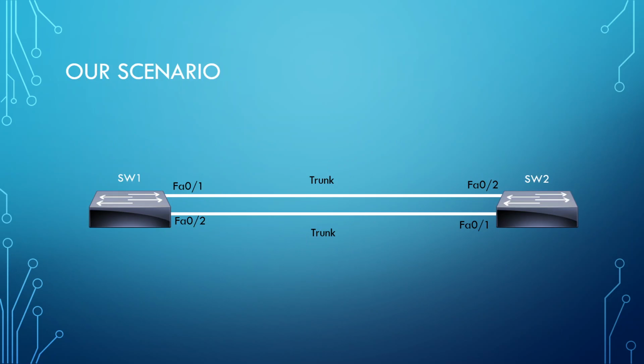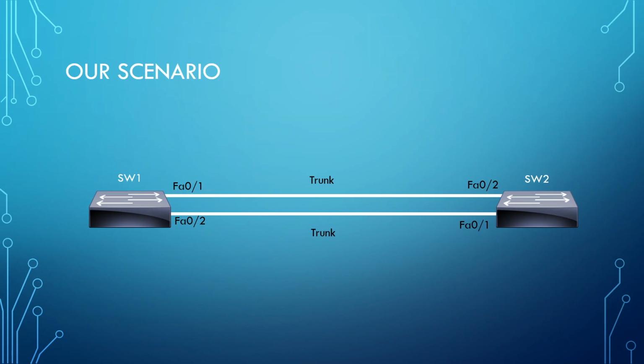So this is our scenario. We have switch 1 and switch 2, and we have two links running between these switches. Those links are both configured as trunk links. So you will see that with the current setup, one of those links will be blocked. We're only going to focus on VLAN 10, just one VLAN for simplicity. Switch 1 is the root bridge for VLAN 10. Switch 2 is not the root bridge.